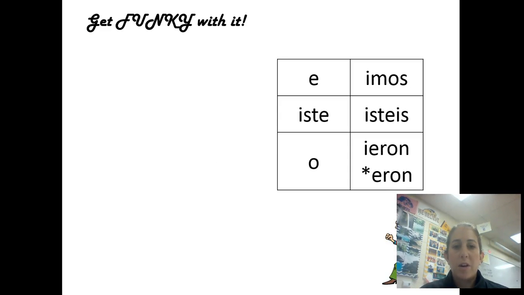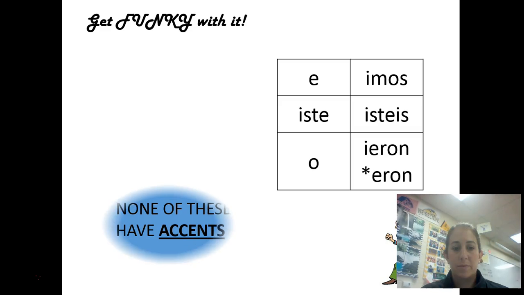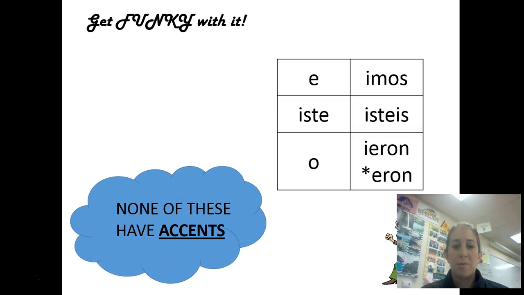Alright, so here are our endings. Notice none of the endings have accents on them, and our J verbs are the ones that have the ERON instead of IERON in the ellos, ellas, and ustedes conjugation. Ta-da! Remember, none of them have accents.